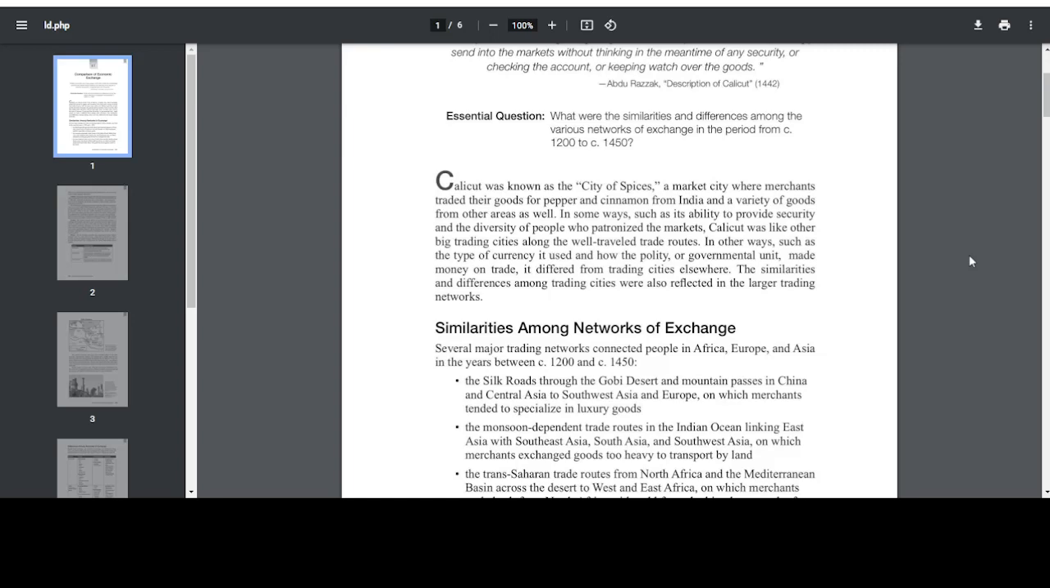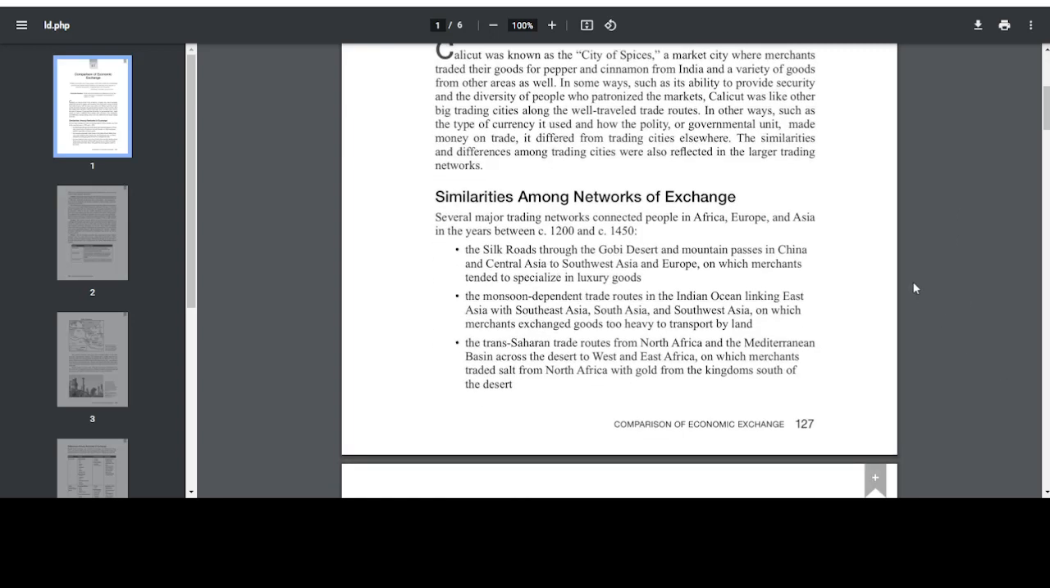from India and a variety of goods from other areas as well. In some ways, such as its ability to provide security and the diversity of people who patronized the markets, Calicut was like other big trading cities along the well-traveled trade routes. In other ways, such as the type of currency it used and how the polity, or governmental unit, made money on trade, it differed from trading cities elsewhere. The similarities and differences among trading cities were also reflected in the larger trading networks. Similarities among networks of exchange.